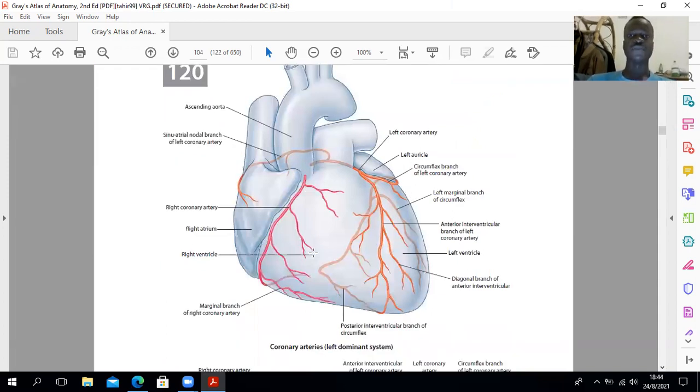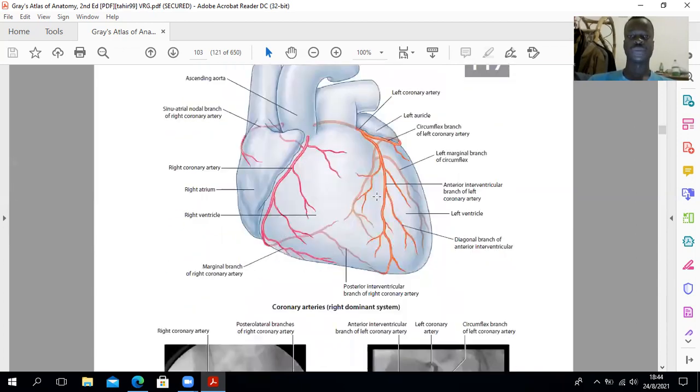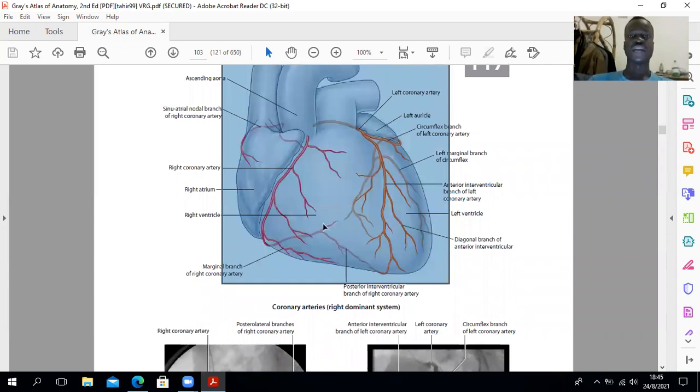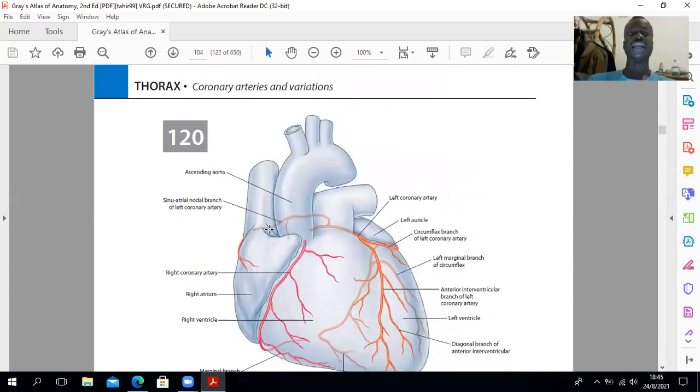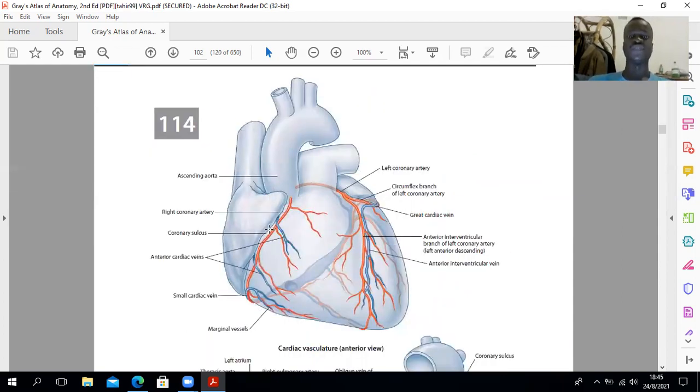So this is a left dominant system, and notice the posterior interventricular artery is a branch of the left coronary artery. This is a right dominant system. The posterior interventricular artery is a branch of the right coronary artery. And we said that was going to be the case in 90% of the population.